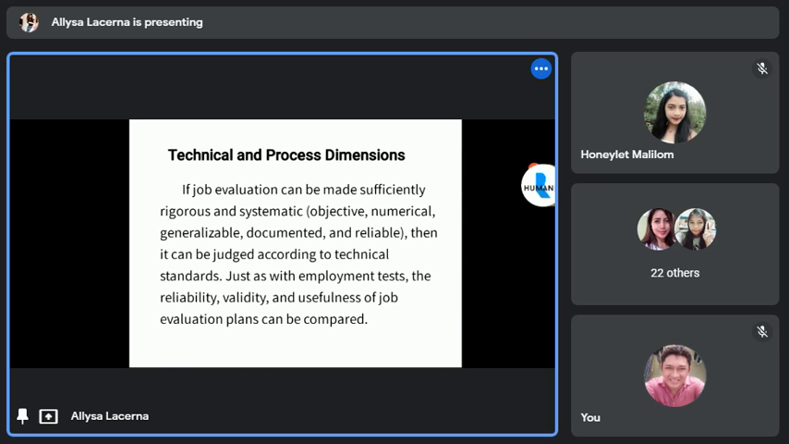So, ayan, if job evaluation can be made sufficiently rigorous and systematic, objective, numerical, generalizable, documented, and reliable, then it can be judged according to technical standards. Just as with employment tests, the reliability, validity, and usefulness of job evaluation plans can be compared.